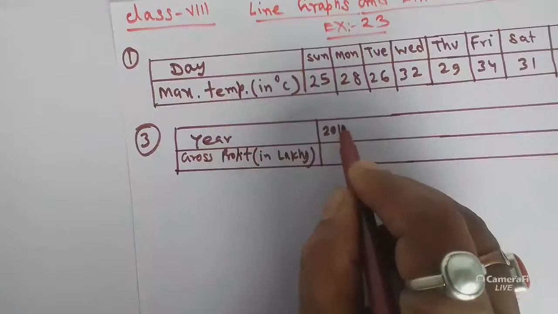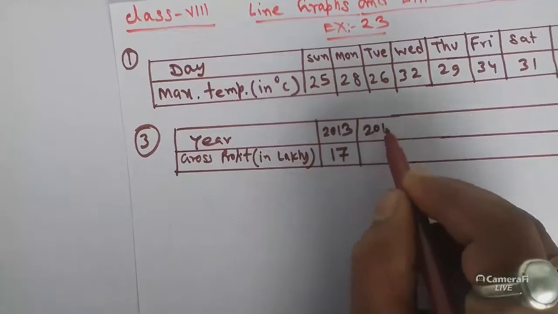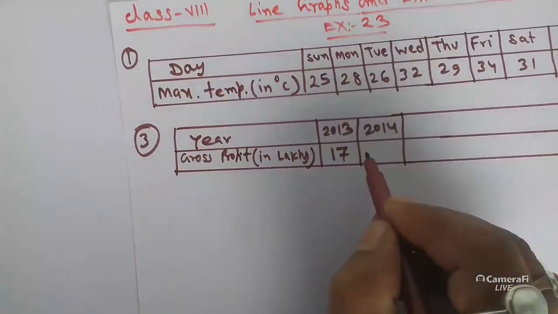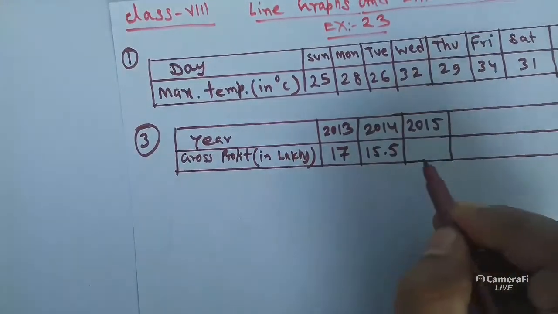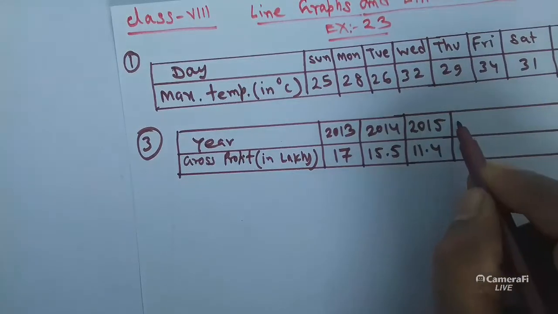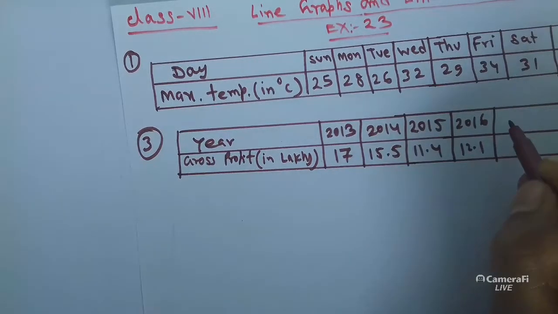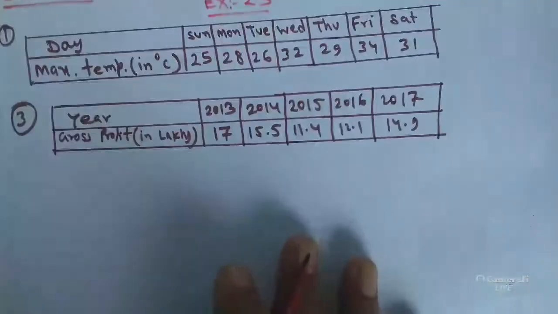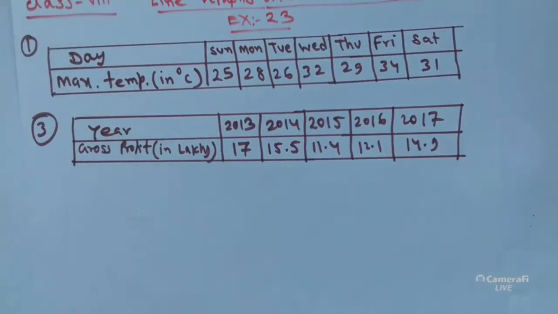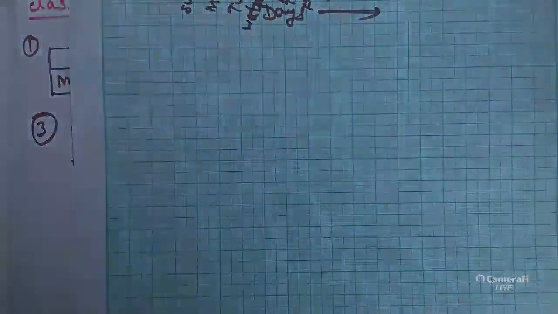In 2013 the profit was 17 lakhs. In 2014 the profit was 15.5 lakhs. In 2015 the profit was 11.4 lakhs. In 2016 the profit was 12.1 lakhs, and in 2017 the profit was 14.9 lakhs. So this is the given data, students. Now we have to draw a line graph for this given data. For this we have to do the same.